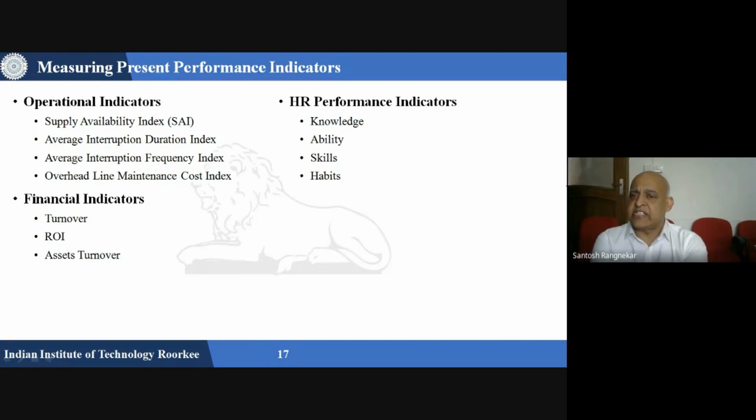As far as human resources are concerned, if you have to make the SWOT of human resources, you have to think of the knowledge level of our employees, skilled, unskilled, or semi-skilled, the ability, that is what jobs they can do, the skills they have, and the habits, that is called the KSAH model. Financial indicators are turnover, return on investment, and assets turnover. So when you make a SWOT analysis on certain parameters for the transmission industries, these are the suggested parameters, but these are not all. Many organizations may have different parameters.